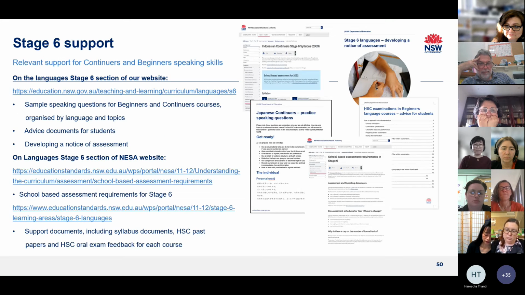Okay, that actually concludes the presentation. And here's some information about the relevant support available for the topic of this presentation. On our website, we have sample speaking questions for continuers and beginners languages organised by topics, advice documents for continuers and beginners students, and a resource to assist students to develop a notice of assessment.